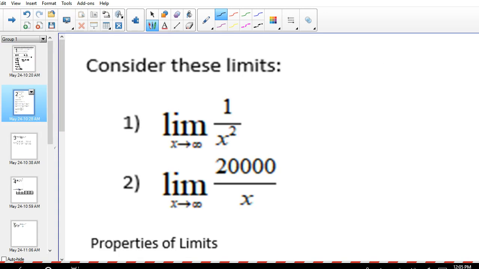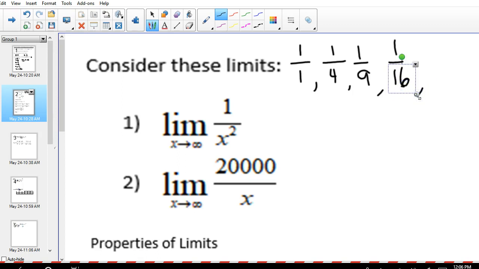Whenever I look at these limits, on the next slide the first one says limit as x approaches infinity of 1 over x squared. So what you're doing here is starting off with x, and you want the numbers for x to get larger and larger. For example, if I plug in 1, I get 1 over 1. If I plug in 2, I get 1 over 2 squared, which is 4. If I plug in 3, I get 1 over 3 squared, which is 9. If I plug in 4, I get 1 over 16.